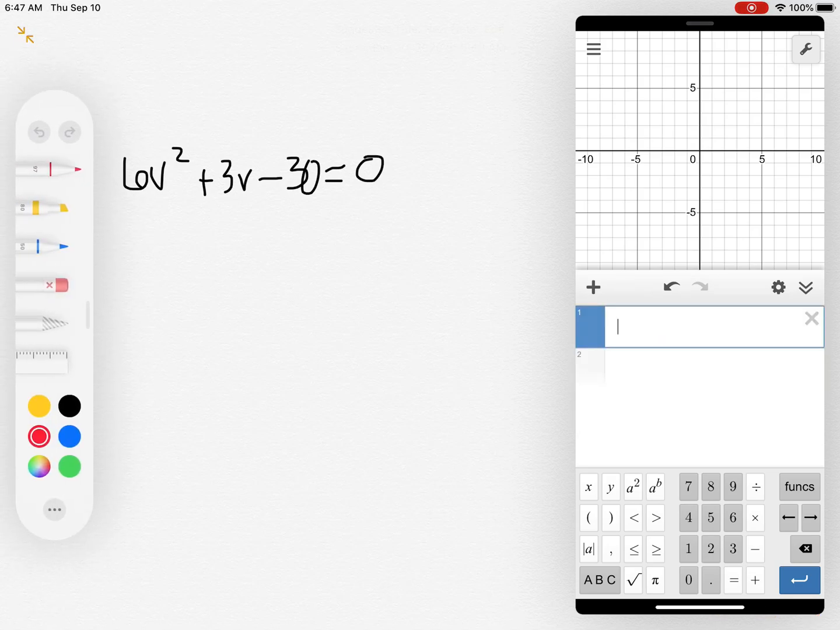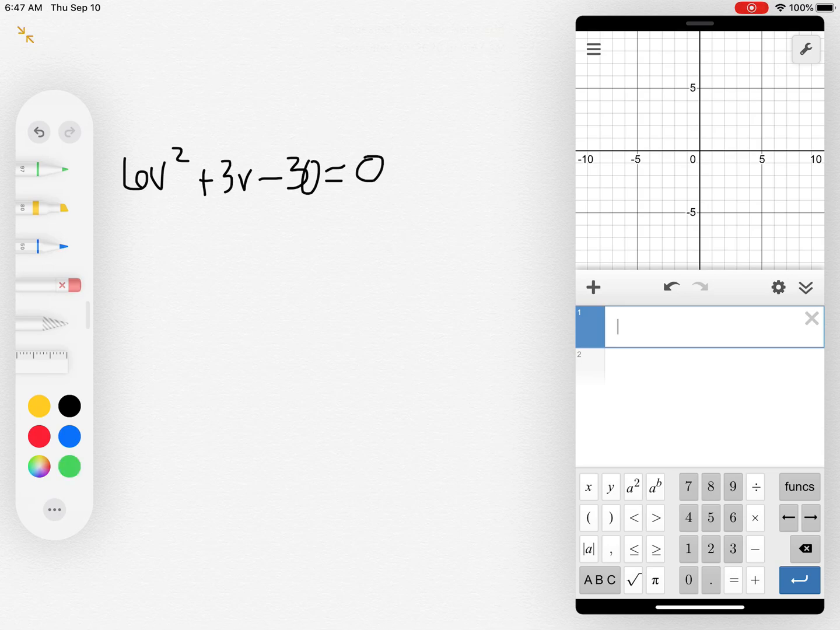Okay, looking at this one, we want to make sure that our equation looks like, this time it's a v instead of an x, not a big deal, a v squared plus bv plus c equals 0. Do we have things in that order? Yes, we do. So we can go ahead and label our a, b, and c.